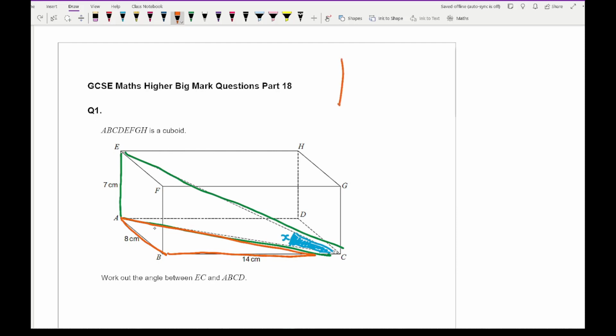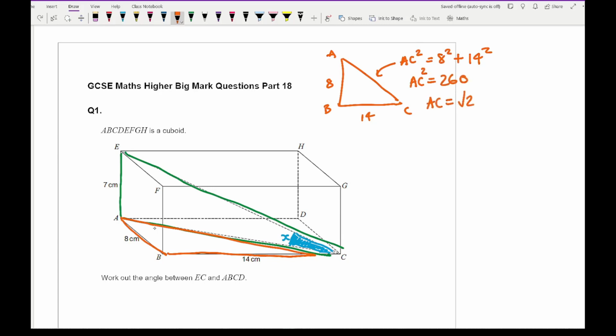So if I take that orange triangle out, that's a pretty poor diagram representation of a triangle, so let's just call that ABC. This is 14 and this is going to be 8. So to work out this length here, well, AC squared is going to equal 8 squared plus 14 squared. So AC squared is going to equal 260. So AC equals the square root of 260.